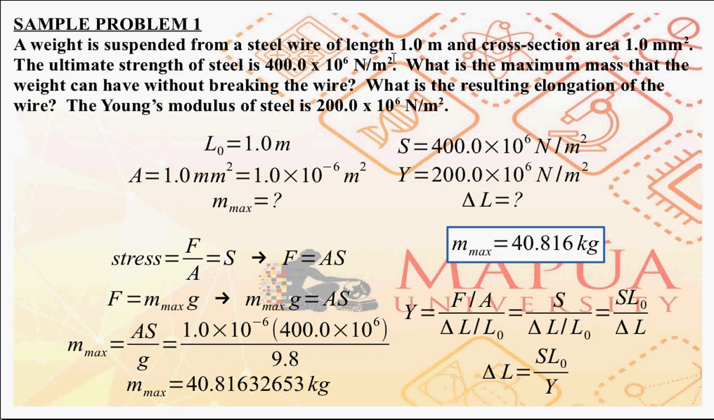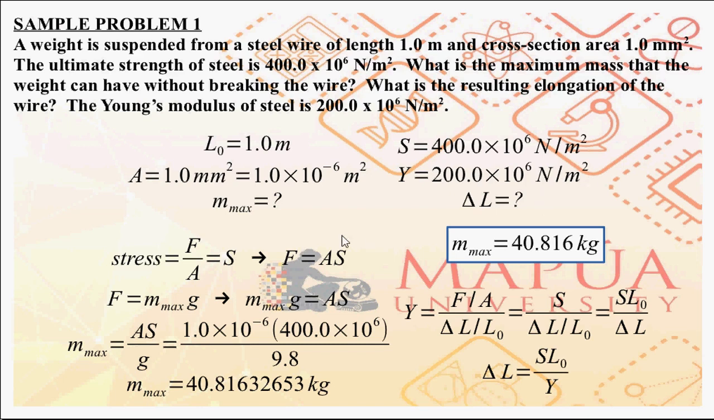So, initial length, L naught is 1 meter. Cross-section area A is 1 millimeter squared. Convert to meter squared. The ultimate strength of steel is given as 400 times 10 to the 6th power Newton per meter squared. And Young's modulus of steel is given to be 200 times 10 to the 6th power Newton per meter squared.